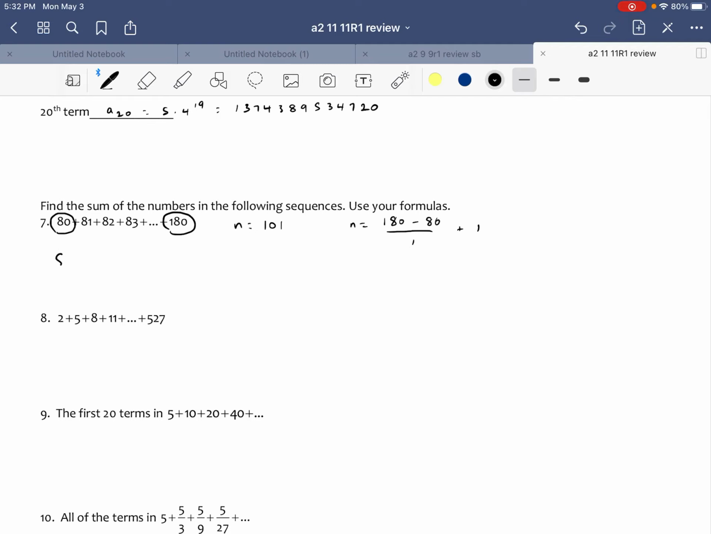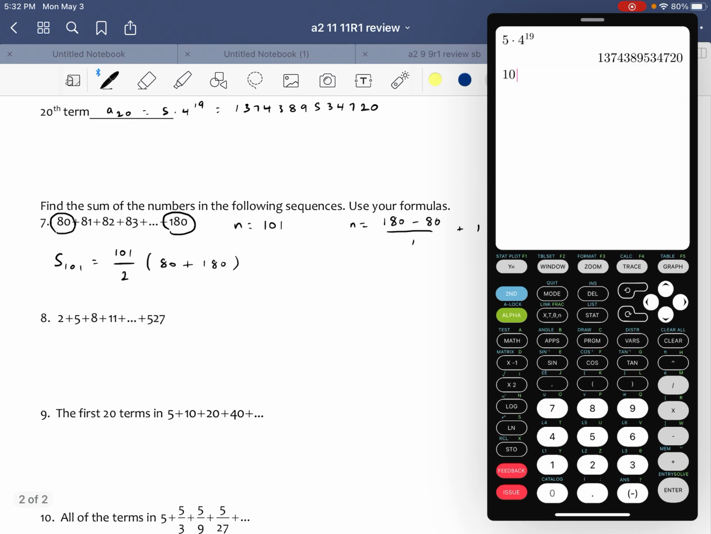So to figure out the sum of these 101 numbers, here's your formula for arithmetic. You take the number of terms, you divide that by 2. You multiply that by the group, first number plus last number. And we get 13,130.